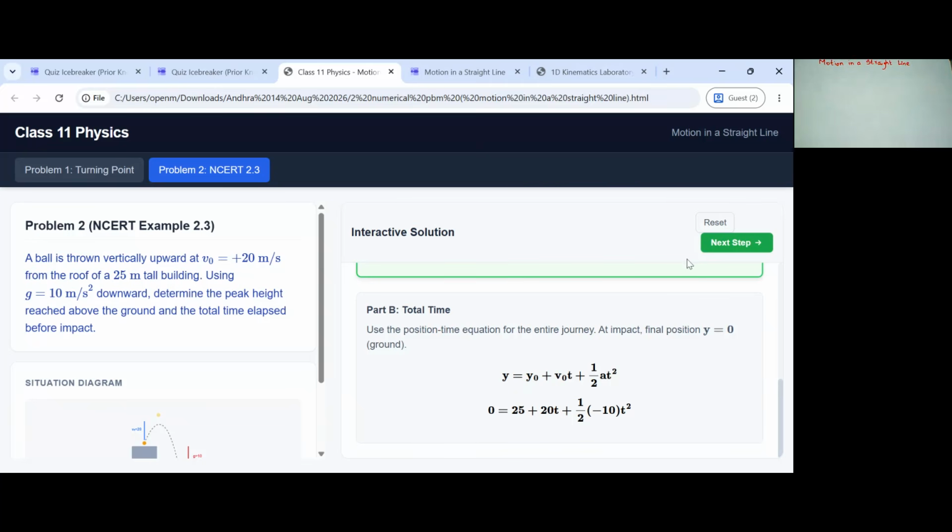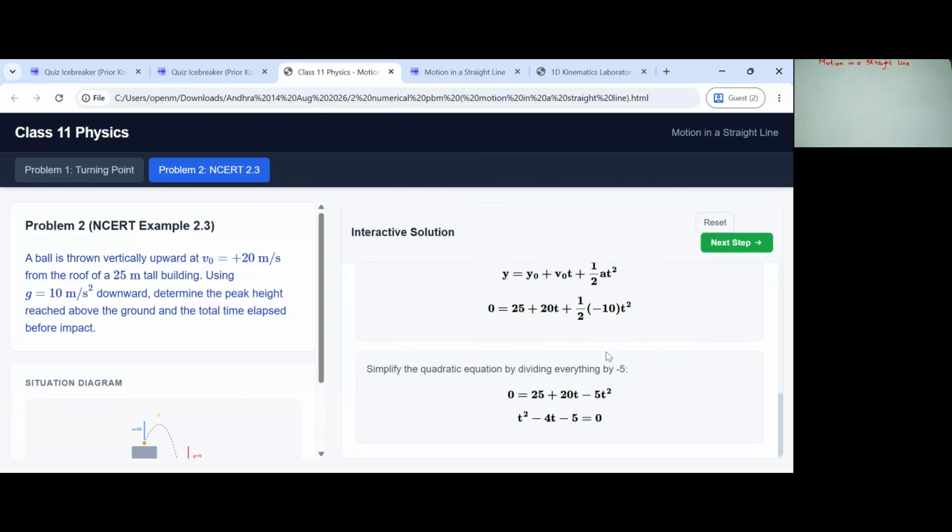Clear? So next step: 0 equals 25 plus 20t, and half into minus 10 gives minus 5t squared. So we get 0 equals 25 plus 20t minus 5t squared. To make this easier to solve, we can divide the whole equation by minus 5. So this gives us a much clearer quadratic equation: t squared minus 4t minus 5 equals 0.